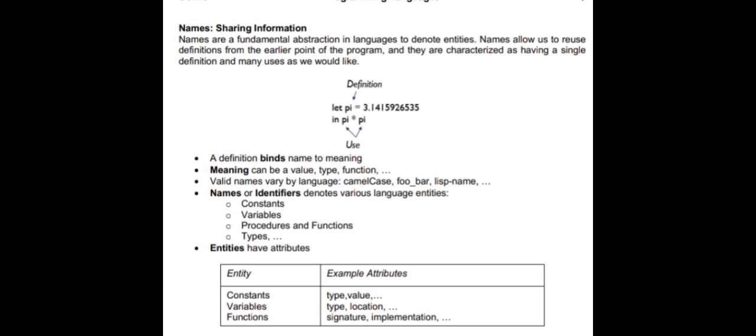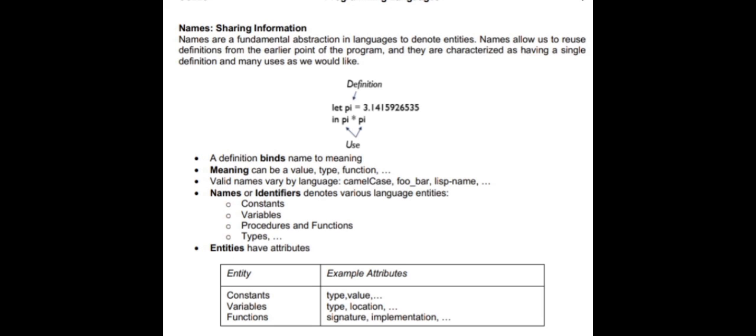Names and bindings. Names are a fundamental abstraction in languages to denote entities. Names allow us to reuse definitions from an earlier point of the program, and they are characterized as a single definition and as many uses as we would like. The definition is let pi = 3.14. Then pi times pi is used. A definition binds a name to a meaning. Meaning can be a value, type or function.